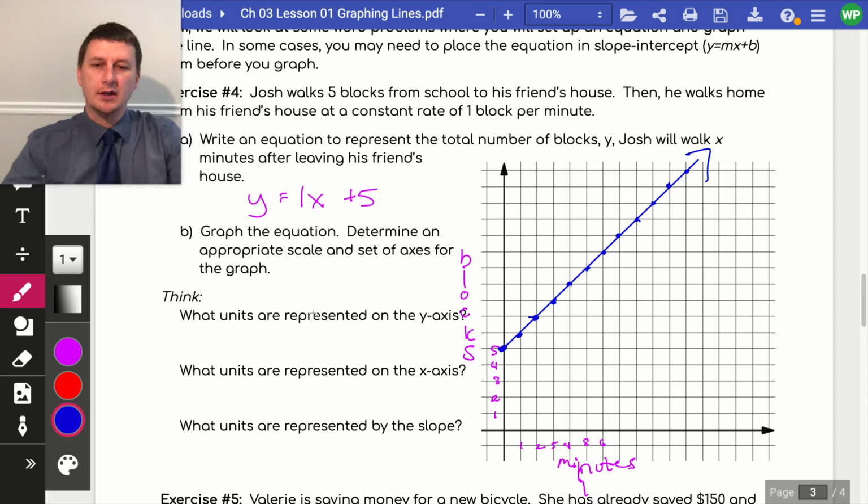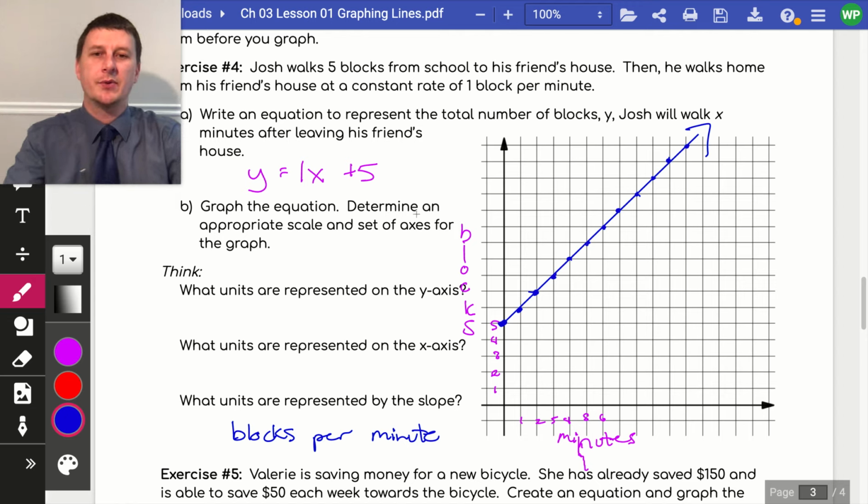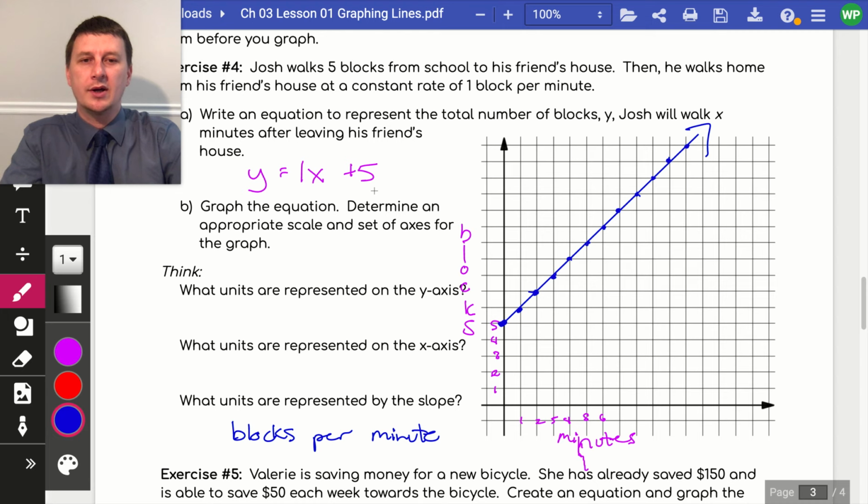So we said that our units represented on the y-axis were blocks, on the x-axis were minutes, and what units are represented by the slope? As I was graphing, you might have heard me say blocks per minute. Remember, your change in y, which was blocks, over your change in x, which is minutes. So it's walking at 1 block per minute, and that's your slope.